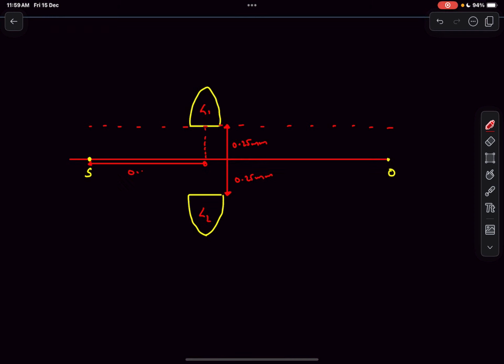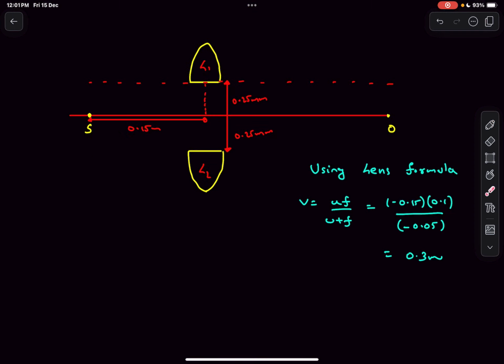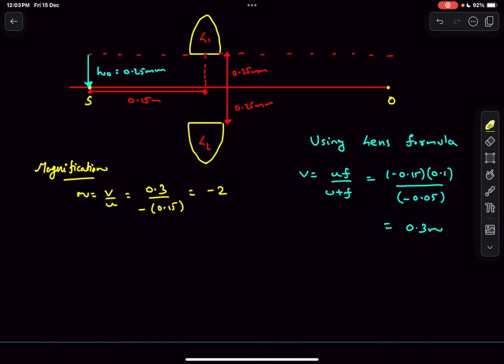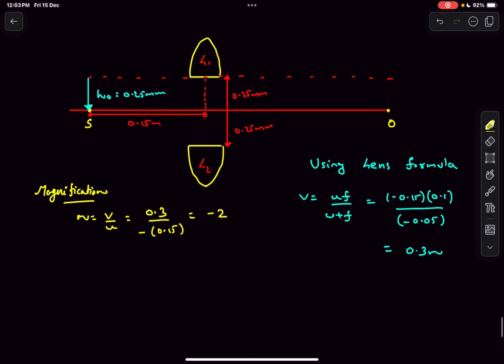Now the object distance is given to be 0.15 meters. Using the lens formula, we can find the distance of the image from our lens, and it comes out to be 0.3 meters after calculations. But now as the optical axis is shifted, the object height h_o is equal to 0.25 mm. So now let's determine the magnification. M is simply equal to v divided by u, which comes out to be -2, which basically means the image height is going to be twice the height of the object, and it will be inverted.